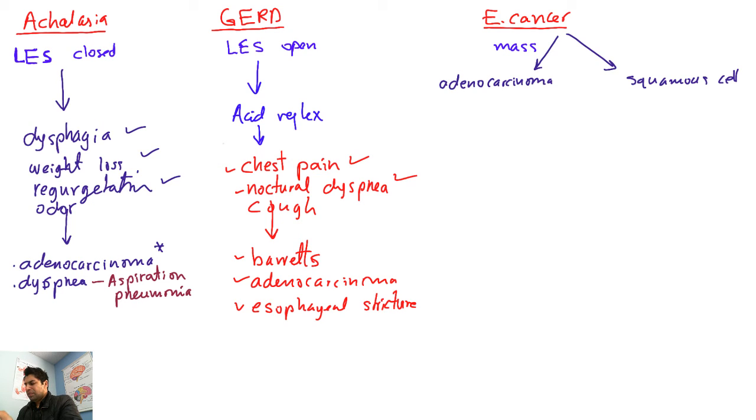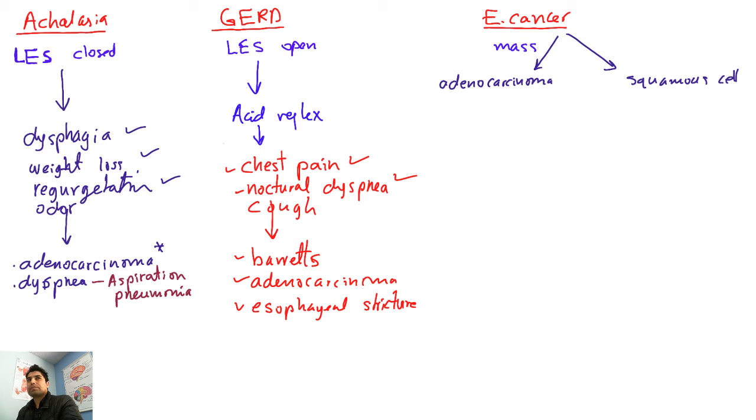I mean, all of this makes sense. All you have to memorize is that the LES does not close properly. That's all. What's another term for failure of closing of the LES? If something is not doing its job, what do you call it? Incompetent. Yeah. Insufficient. Incompetent. Loose. Many terms you can use, as long as you can picture that it doesn't close properly.